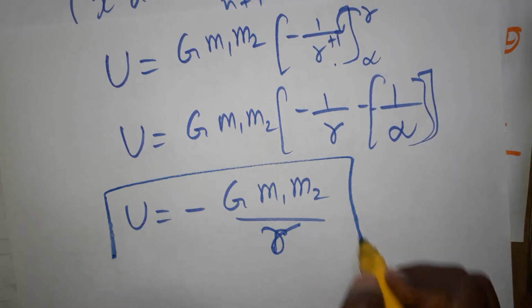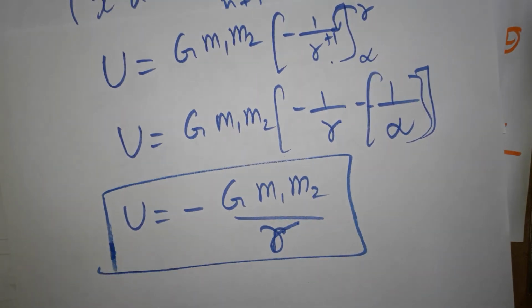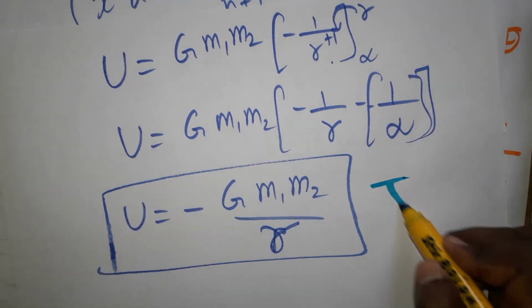So this is the gravitational potential energy. The unit will be joules only, because it is an energy.